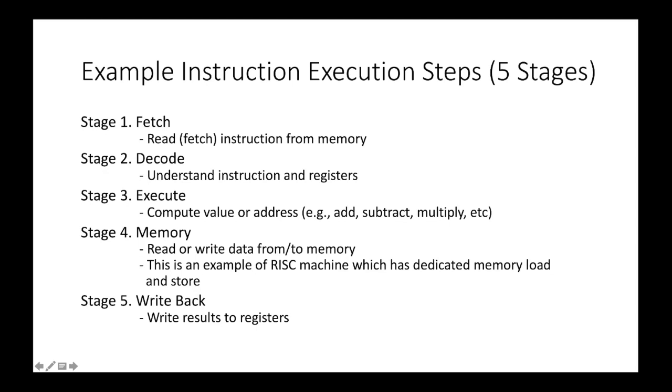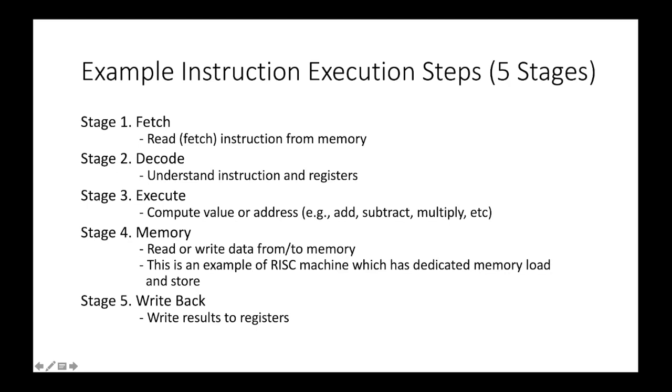Here is a 5-stage breakdown of individual instruction execution. The first stage is fetch. At this stage, the hardware reads the instruction from memory. The second stage is decode. At this stage, the hardware understands the instruction and registers. The third stage is execute. This stage performs the actual calculation to generate a value or address.